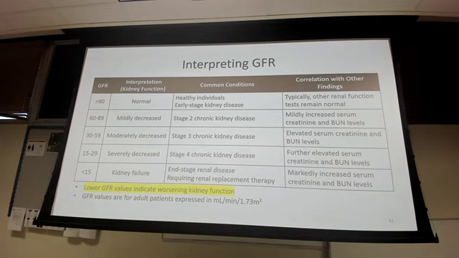All right, so interpreting the GFR, these are the GFR interpretations. If you see normal, we know that they're healthy. If it's mildly decreased, 60 to 89, think stage 2 chronic kidney disease. Stage 3, moderately decreased, chronic kidney disease. 15 to 29, severely decreased, stage 4 chronic kidney disease. And then less than 15, we're at kidney failure. So end-stage renal disease at that point.